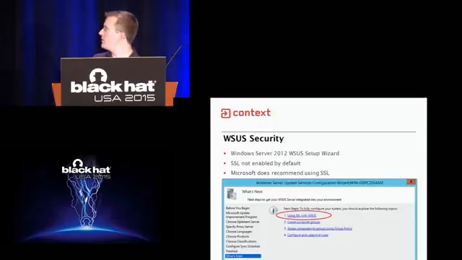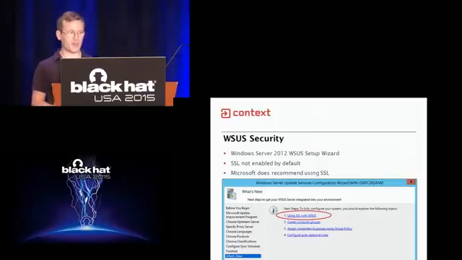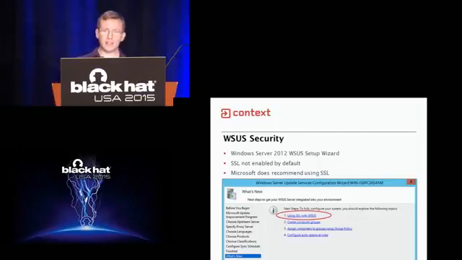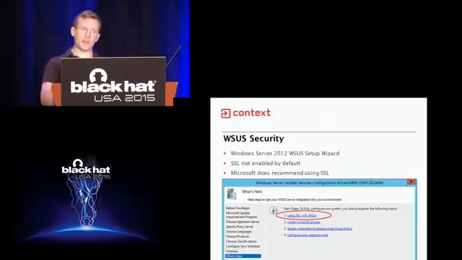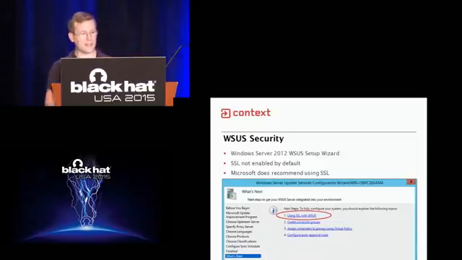So let's talk a bit about the security of WSUS. I tried this. We set up a Windows Server 2012 machine. WSUS is very simple to set up. There's a nice wizard. It takes about 10 minutes to run through. And at the end of that setup wizard, WSUS is up and running. Everything's working, and all that's left to do is configure the client machines to connect to it instead of connecting to Windows Update. There's one slight problem, which is that at the end of the wizard, SSL is not enabled.